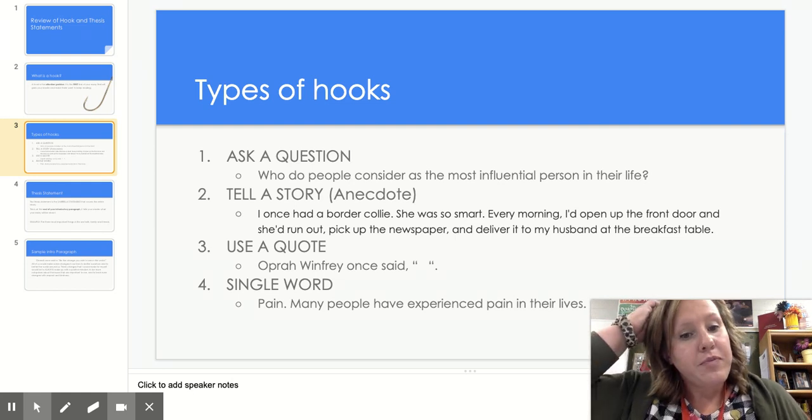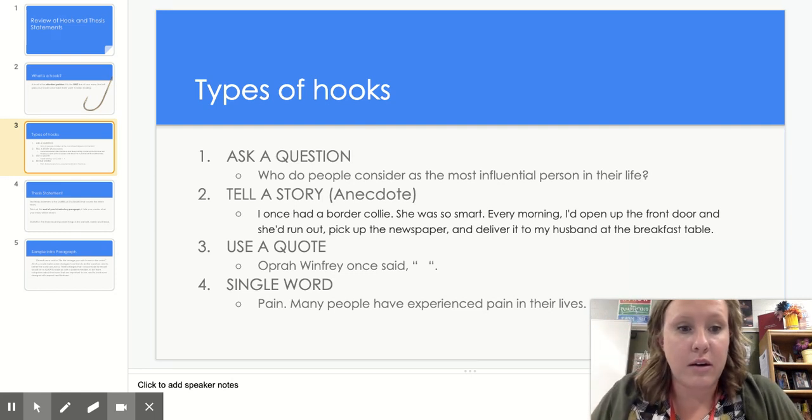Okay. So you have these different types of hooks throughout the year. Use all of them. Don't try to only ask questions. Don't try to only use quotes. Switch it up. That's what's going to help you be a better writer.